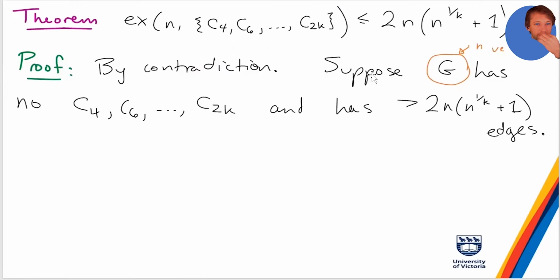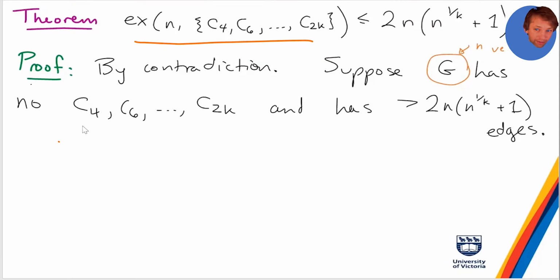Okay, so let's go back to what we wanted to prove. So remember, what we want to prove is that the extremal number of the collection of all the short even cycles, so even cycles of length 4, 6, up to 2k, is at most 2 times n to the 1 over k plus 1. Okay, let's go by contradiction. So suppose that you have a counterexample.